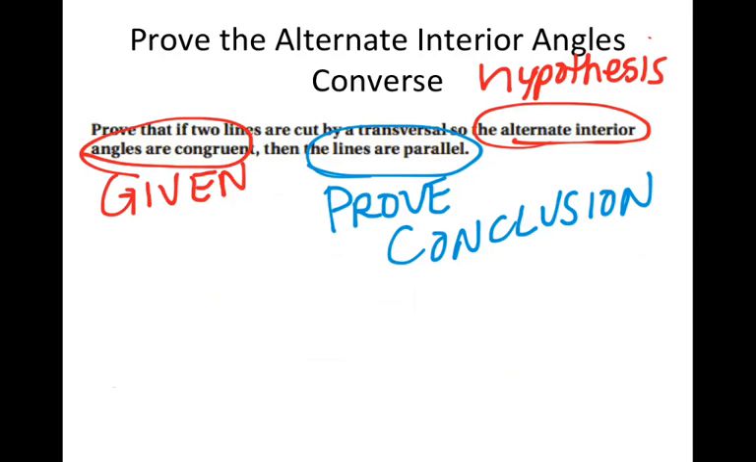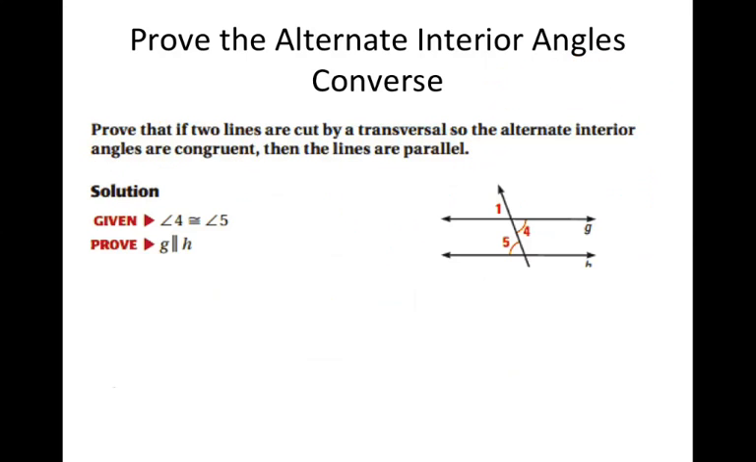Alright, so let's set this up. There's my given, there's what we have to prove, and here's a picture of the situation. So we've got angles 4 and 5 being congruent. We're going to add angle 1 to this, and the reason I'm going to add angle 1 is because I want to establish corresponding angles. So let's look at the proof.